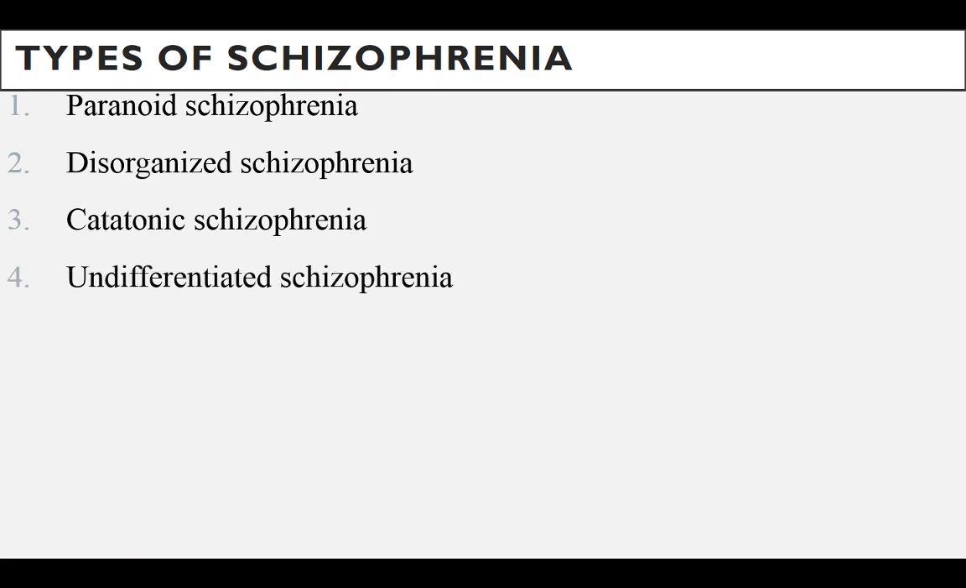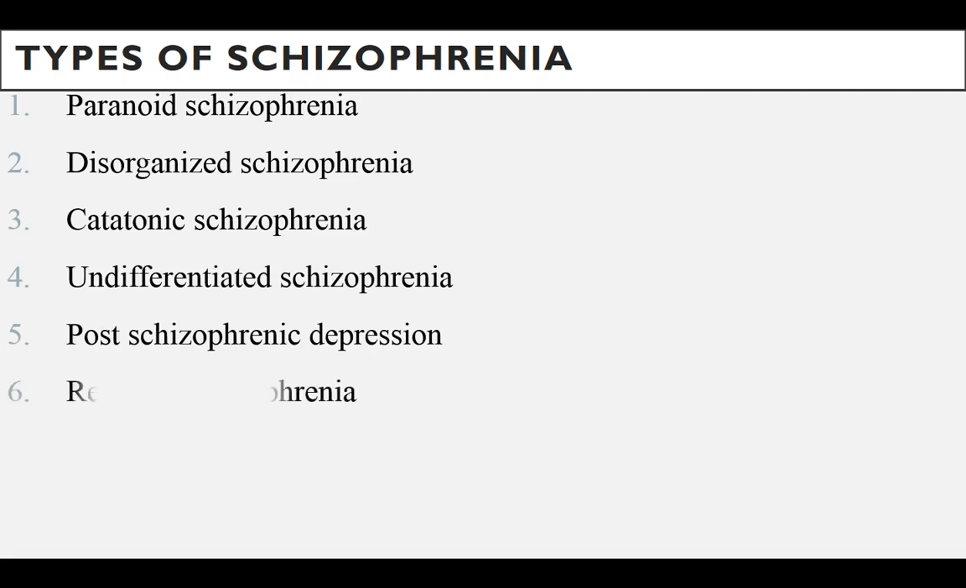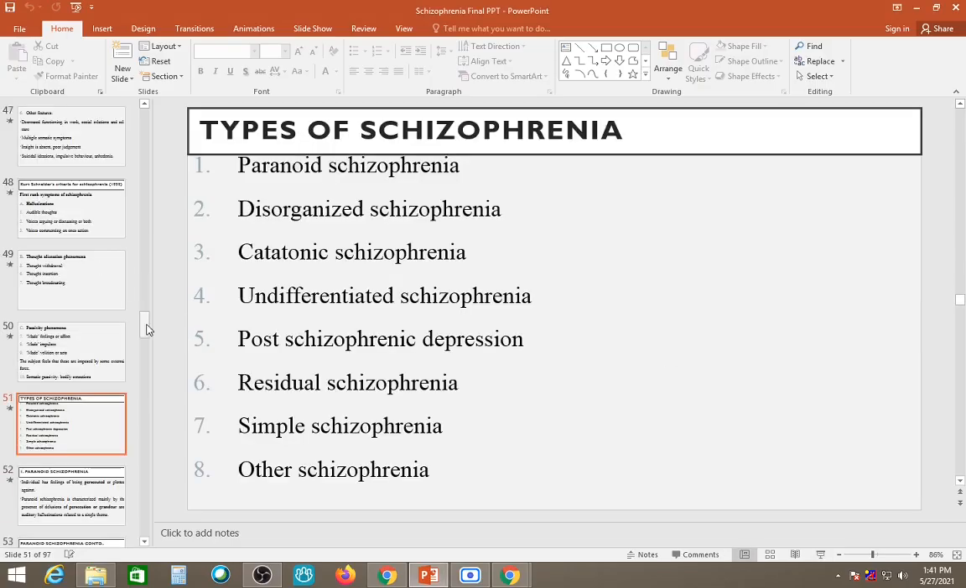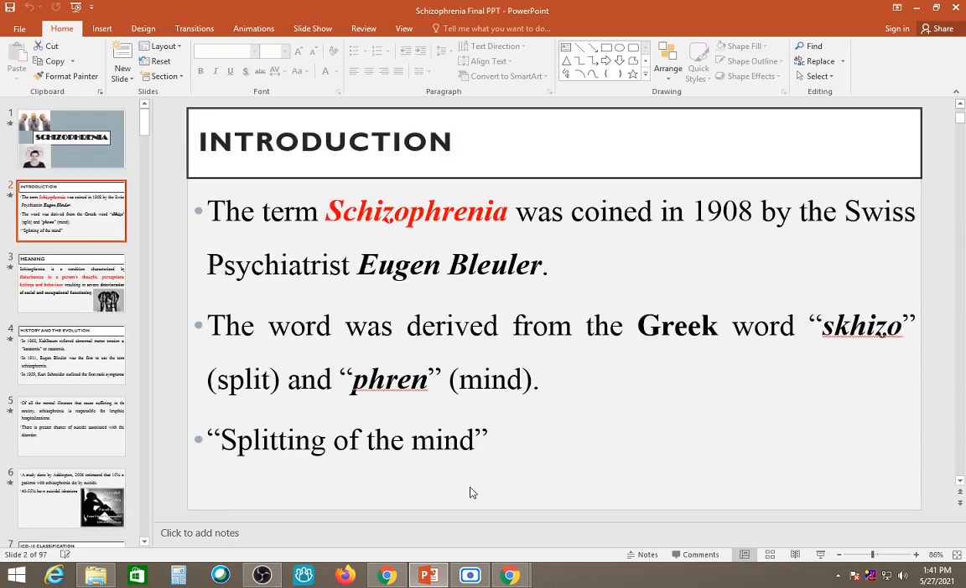So what are the types of schizophrenia? We have paranoid schizophrenia, disorganized schizophrenia, catatonic schizophrenia, undifferentiated schizophrenia, post-schizophrenic depression, residual schizophrenia, simple schizophrenia, and other schizophrenia. Before we go through these one by one, let us review what we have understood about schizophrenia.